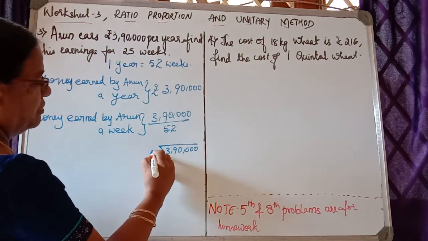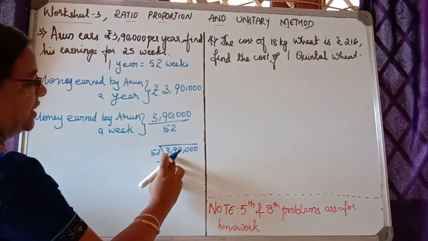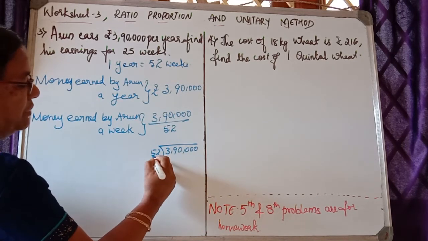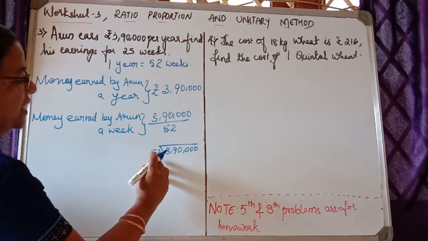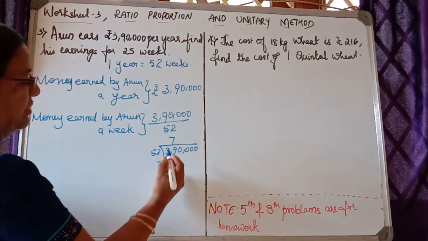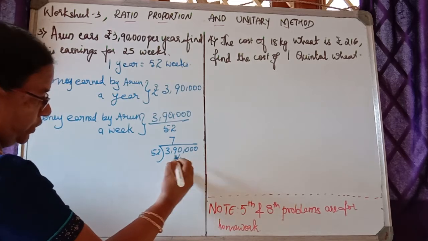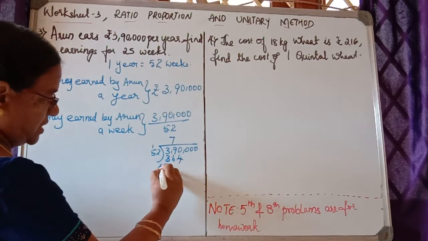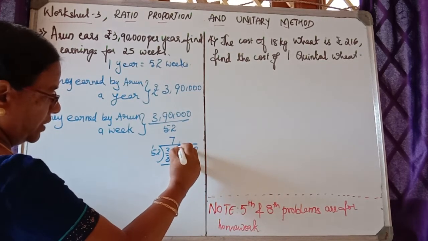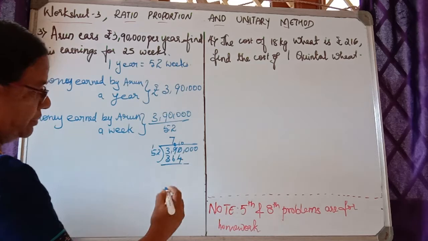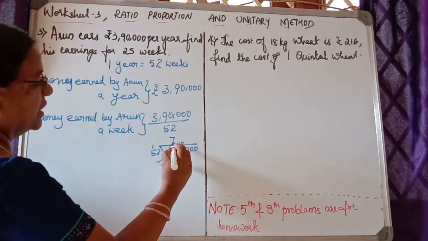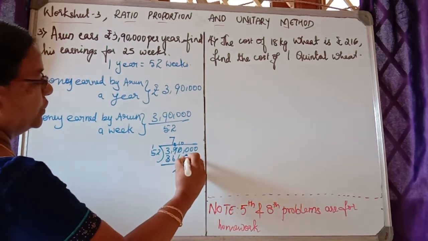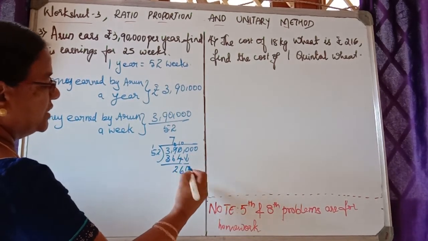3,90,000 divided by 52. Now 39 is smaller than 52, so we'll take 3 digits. I'll take 7 because 7 5s are 35, so 39 is greater than 35. 7 2s are 14, remainder 1. 7 5s are 35 plus 1, 36. Now here 0, we are borrowing 1 from here, it will become 8. 10 minus 4, 6. 8 minus 6, 2. Here 3 minus 3, 0. No need to take.